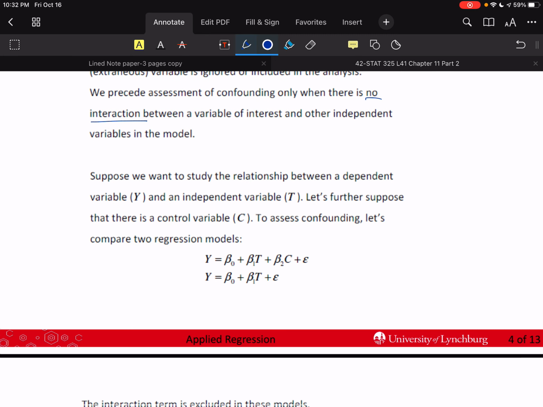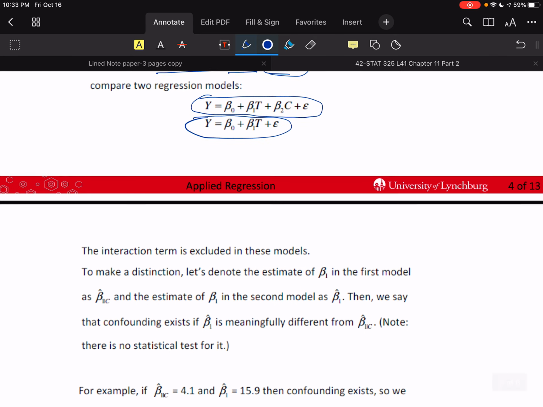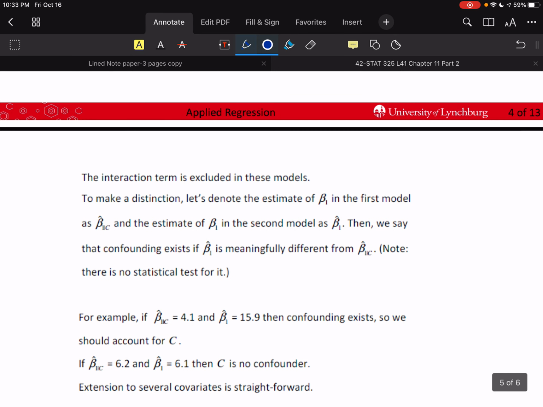So if we want to study the relationship between Y, our dependent variable, and T, and then also put in some control variable, say C. In order to assess confounding, really there is no statistical test for this, so there's no really good method to analyze it. So we're going to have to look at this heuristically, so to speak. We have the one model that only has T in it, and then we have the other model that has T and C. And again, we're leaving out interaction.